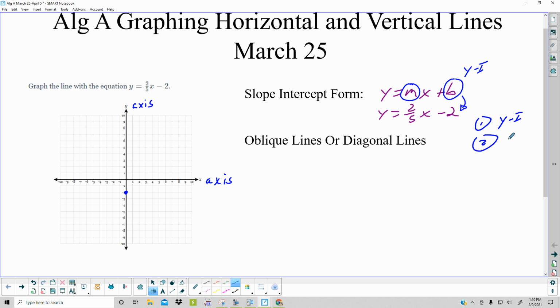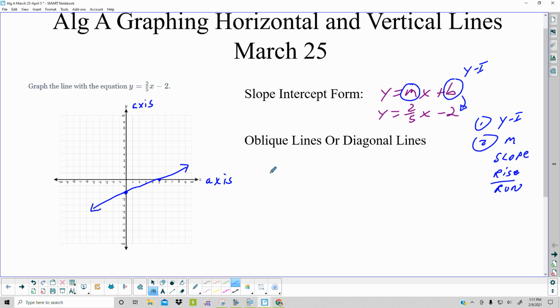The second thing you did is you read out the slope. And you read it as rise over run. Okay? The slope is 2/5. So from that point, from that y-intercept of -2, you rose 2 and ran 5. And then you drew your line.